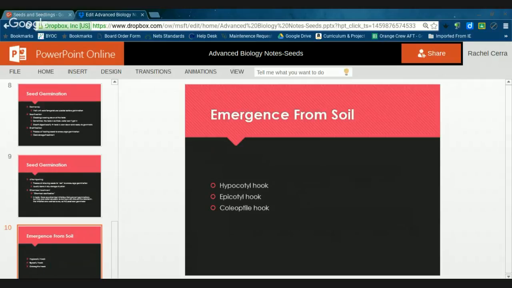So, last one is your last set of drawings. Just how they germinate. They can either form a hypocotyl hook, an epicotyl hook, or a coleoptile hook. And your drawings kind of show you those. Your bean plants are your typical hypocotyl hook plants.